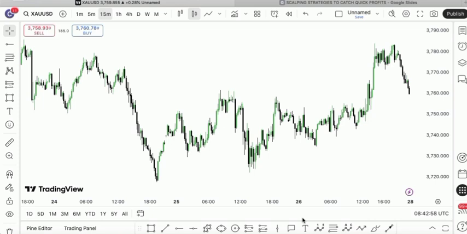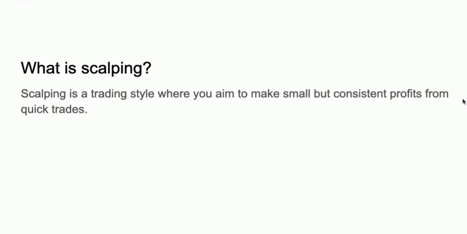Alright, so let's begin. First of all, for you to even begin scalping, you have to know what scalping is. Scalping is a trading style where you aim to make small but consistent profits from quick trades, usually lasting just a few minutes. Instead of chasing big moves, scalpers take advantage of tiny price fluctuations. So you have to be very skilled to be able to do this.